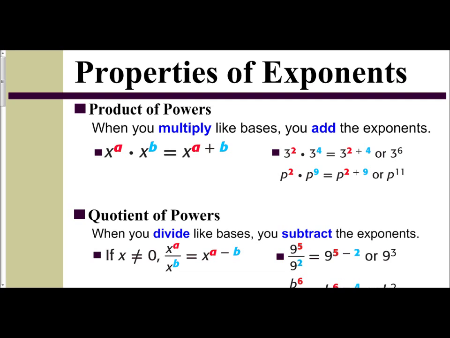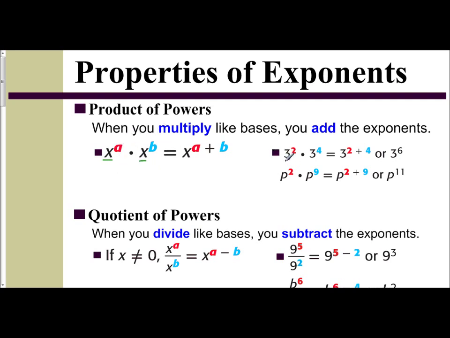the product of powers. And this states that if you multiply like bases, the same base, you are going to add the exponents. So if I have x to the a times x to the b, I'm going to get x to the a plus b. Since I have the same base, I can add a and b together.